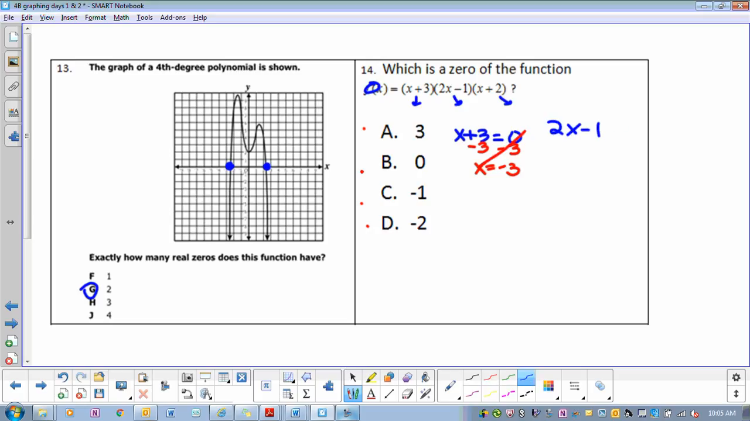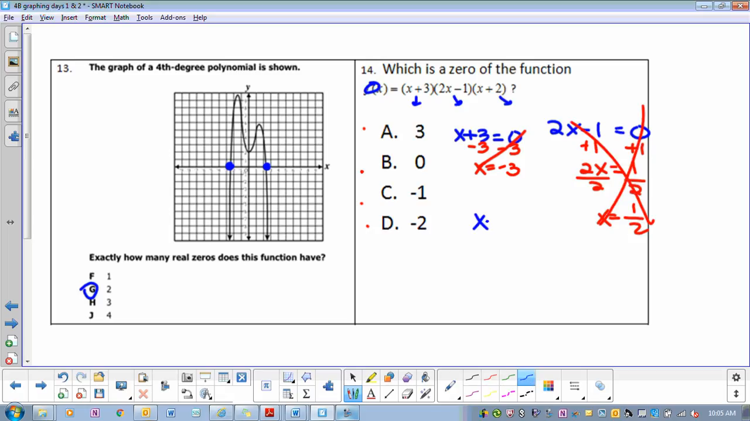2x minus 1 equals 0. Let's solve that for x. What do I do first? Good. And then you have 2x equals 1. And then divide by 2. And then x equals 1/2. Is that one of my answer choices? No. Okay, so that's out.